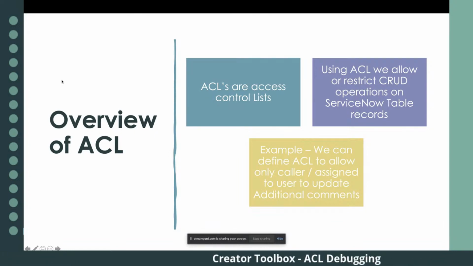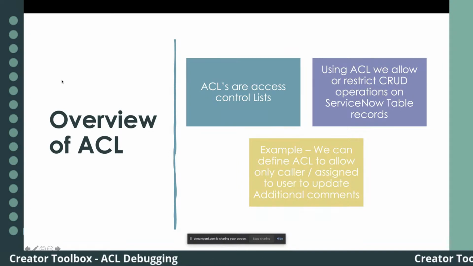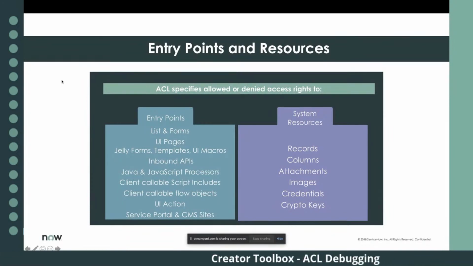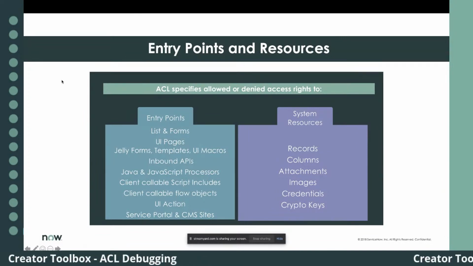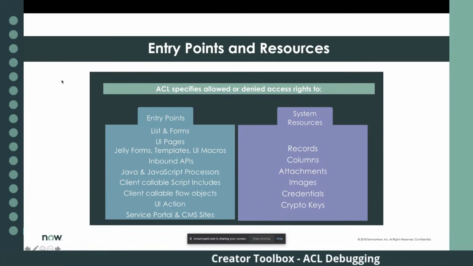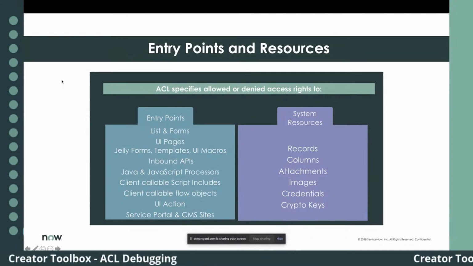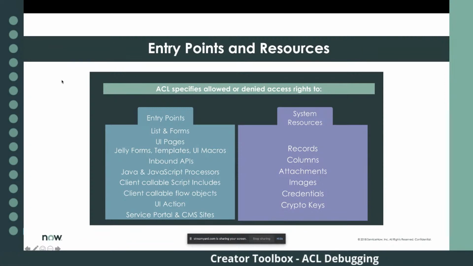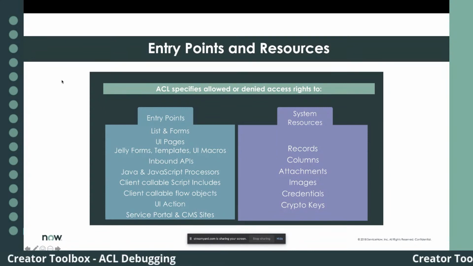So ACL is basically to allow or restrict the CRUD operations on ServiceNow table records, right? ACL execution is required to control access on the system resources. Consider the system resources as your important database records which you want to preserve and prevent from unauthorized access, and the access to those system records will be granted from the entry points, and the entry points would be the areas where you can write a script and access the system resources, right?